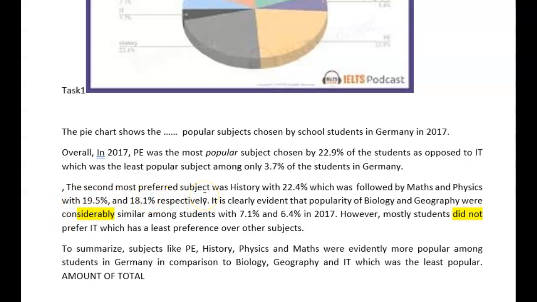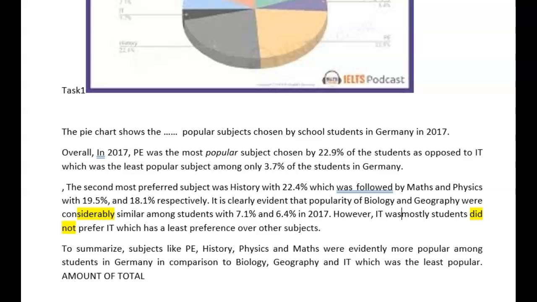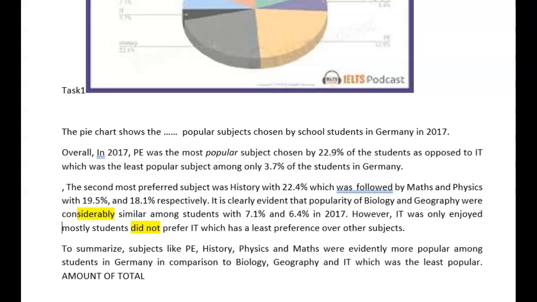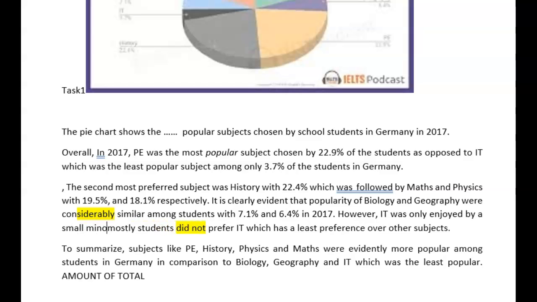Good. It is clearly evident that the popularity of biology and geography were similar. You can't have considerably similar, you can have similar among students. Good. However, most students, I think you have to go in here. IT was only enjoyed by a small minority.